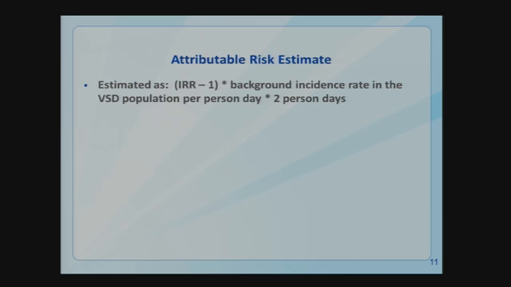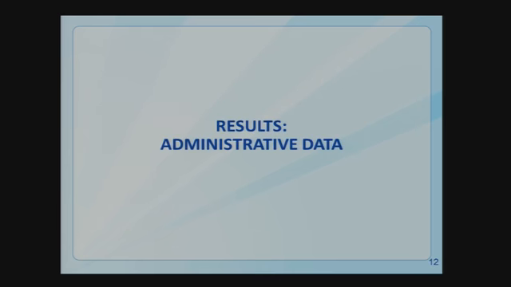We then also estimated the attributable risk, and this was simply by taking the relative risk, multiplying it by the background incidence rate in the VSD population per person day, and then taking into account the fact that we're looking at a 2-day risk interval. So again, the attributable risk is just an extrapolation or translation of the relative risk.